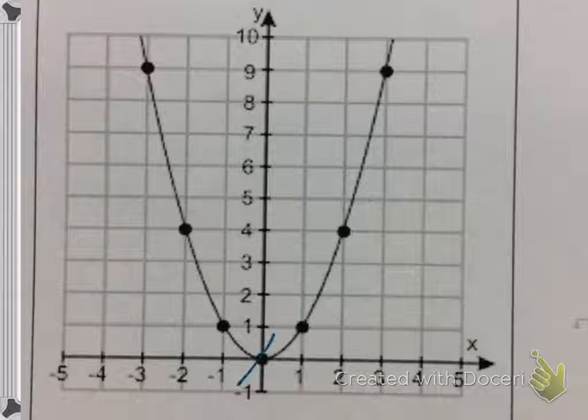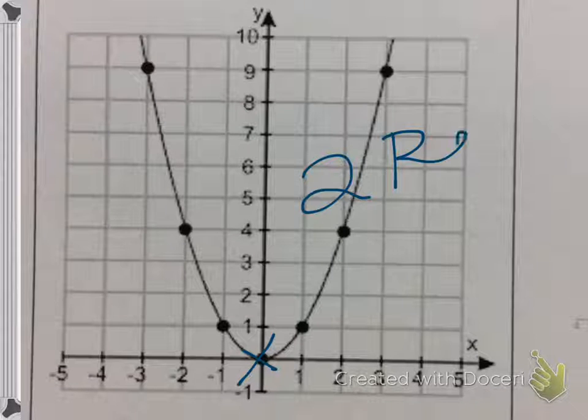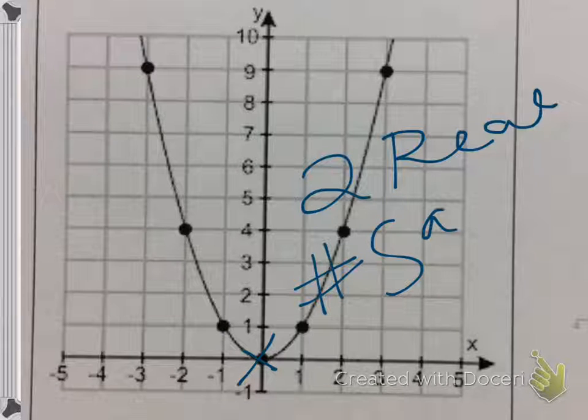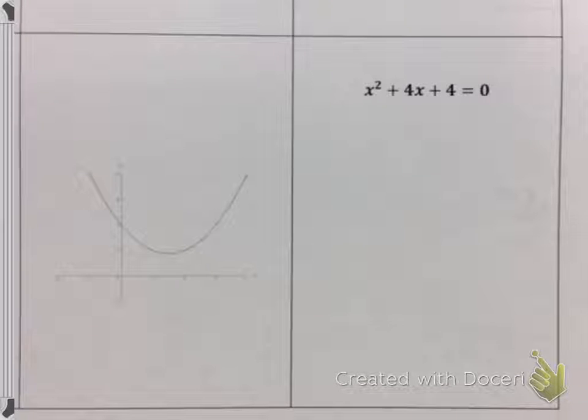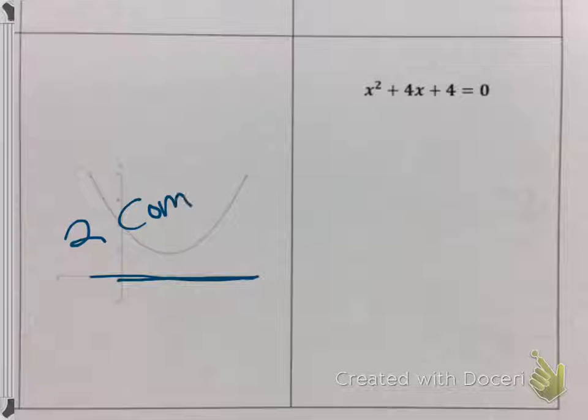Looking at the graph again here, my graph touches the x-axis in 1 point. When that happens, I have 2 real solutions, but they are the same number. So I'm going to write that the numbers are the same. This next graph right here, when I'm looking at my x-axis, it doesn't touch or cross my x-axis at all. Because it doesn't touch or cross, I know that I have complex solutions, 2 of them, because it's a quadratic.